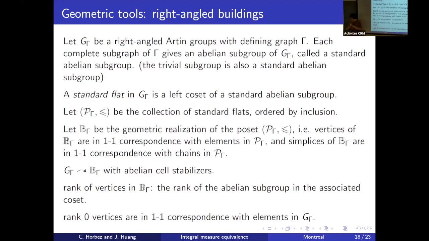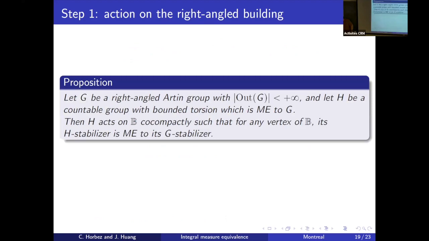Okay. So now this is the space we want to work with, and the first step is this. You have a rectangle Artin group G, and then I take some mysterious group H with bounded torsion, which is ME to G. Notice that here it is ME, not L1 ME. In general, what I would know is that the group H is going to act on the rectangle building cocompactly, such that for any vertex, the H stabilizer is ME to the G stabilizer. Okay, so this is true for any ME. So we haven't used L1 yet.